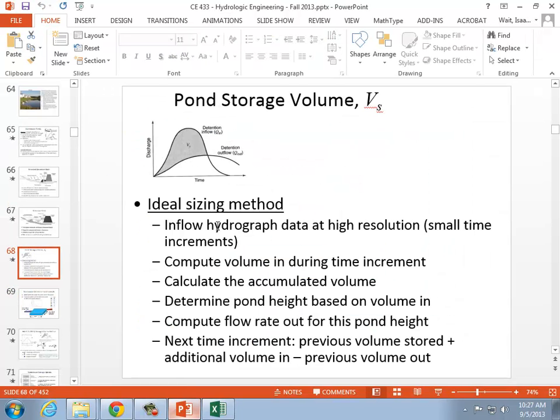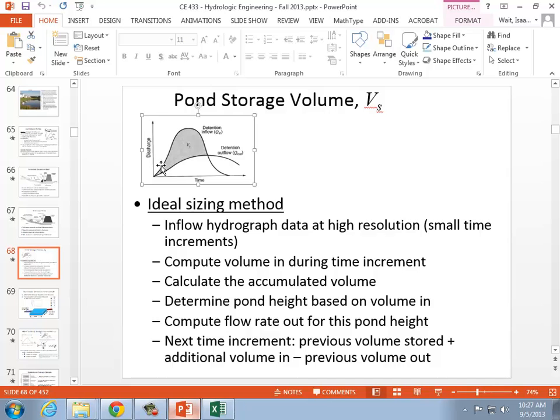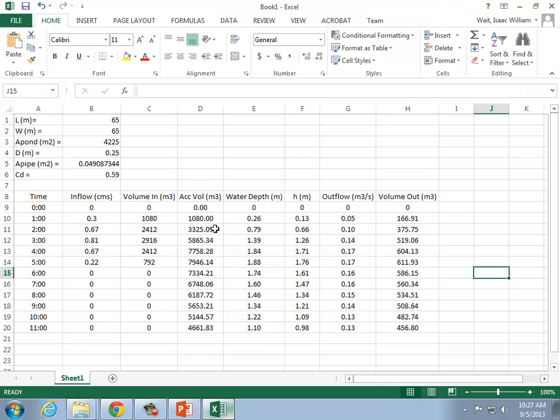The typical figure here shows that the storm comes, it peaks, and the storm starts decreasing, so the pond comes to a peak, and then the outflow from the pond starts decreasing. What do we see in our behavior? The storm peaks here at hour 3 at 0.81 cubic meters per second. What about the flow out of the pond? It's going up, and it looks like it has peaked.